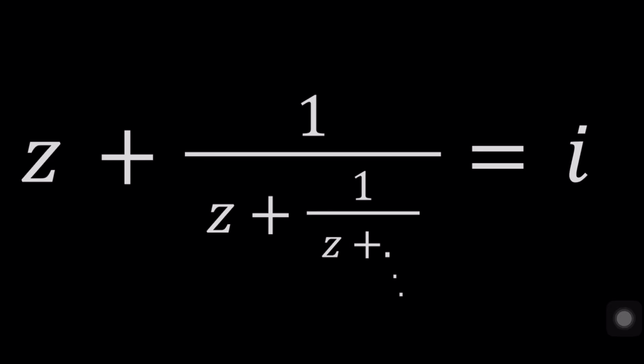This channel is all about complex numbers, and in this video we're going to be solving a very complex infinite equation. We have an infinite fraction, a continued fraction with z plus 1 over z plus 1 over z plus 1. You get the idea? It's a pattern. And the whole thing is equal to i. And we're going to be solving for z values.